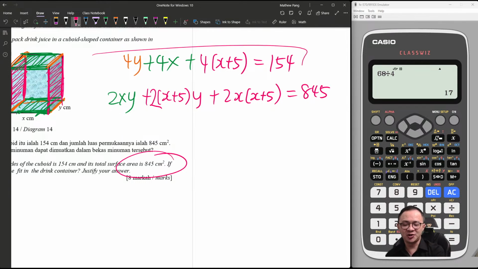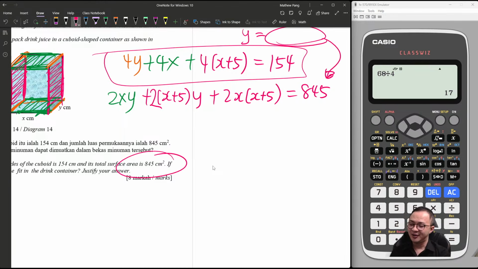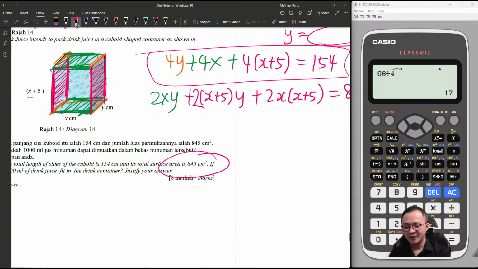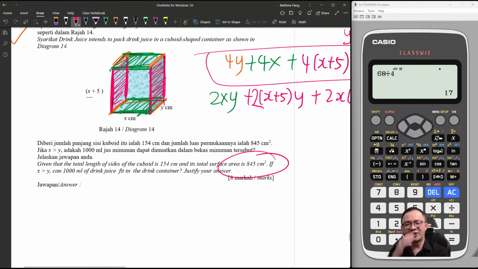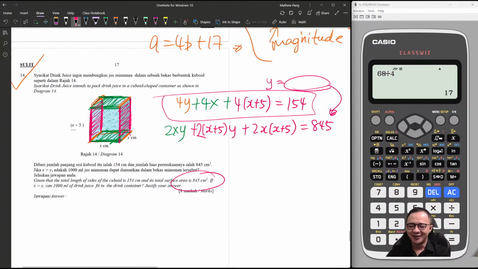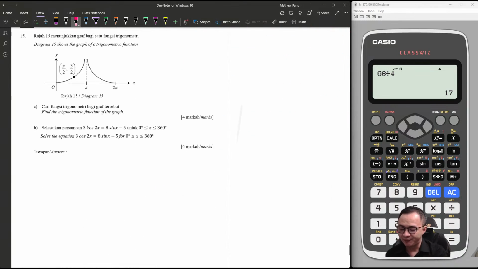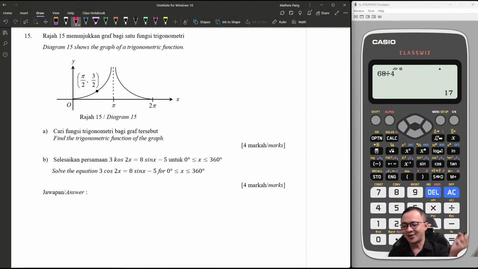So you will solve it to make y the subject. Y equals something, then substitute into the second equation. Then you solve it and you will get x and y. Okay? If you get any negative for x and y, just reject it or ignore it. In Malay, they call it abaikan, right? Alright, this simultaneous equation I leave it to you. You do it yourself. Last question.